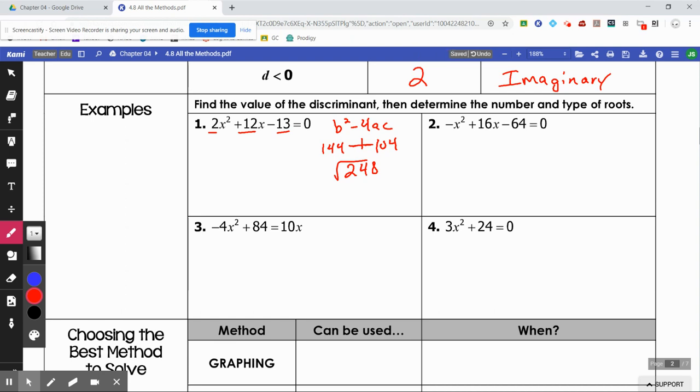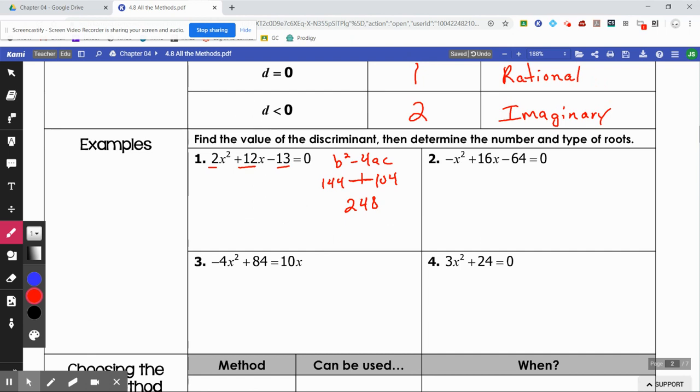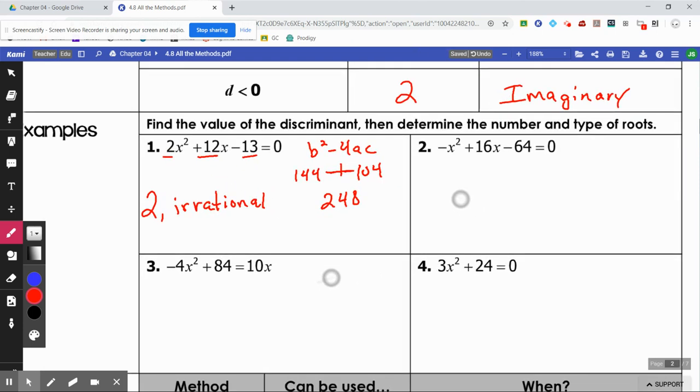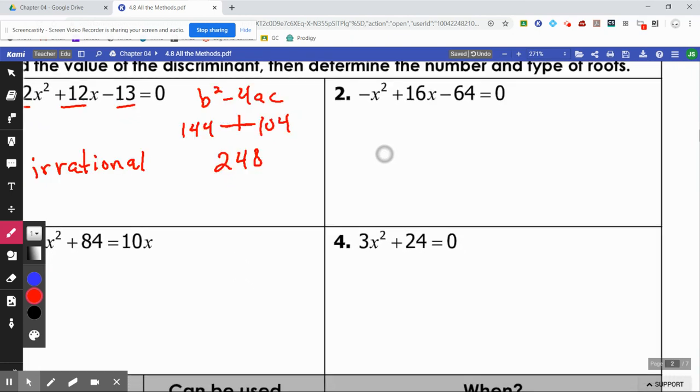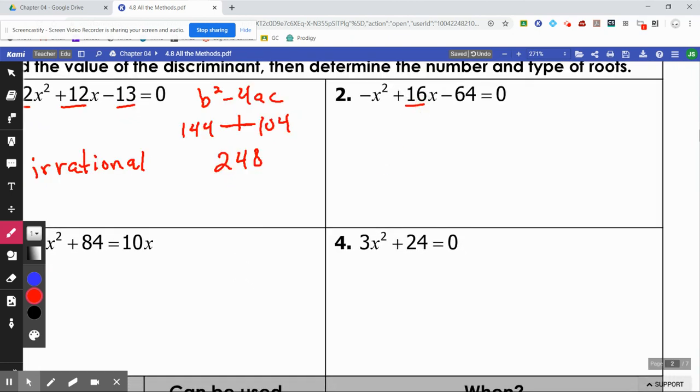I don't know the square root of 248, but it is a positive value, so that means I'm going to have two roots, and those two roots are going to be irrational because, again, I don't know the square root of 248. Next one. B squared minus 4ac. B squared is 16 times 16, which is 256, minus 4 times negative 1 times negative 64, which is also equal to 256. So that gives you 0.